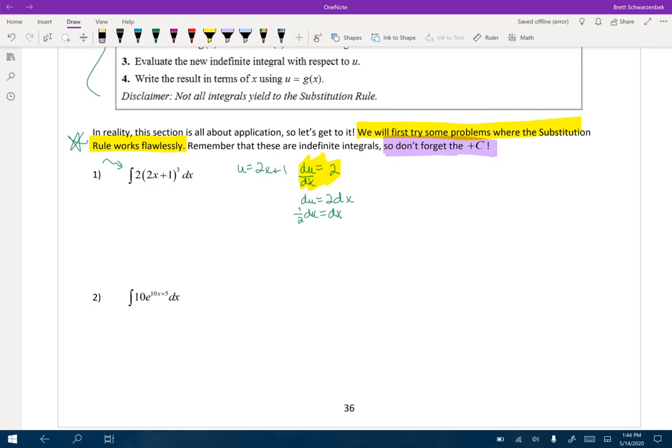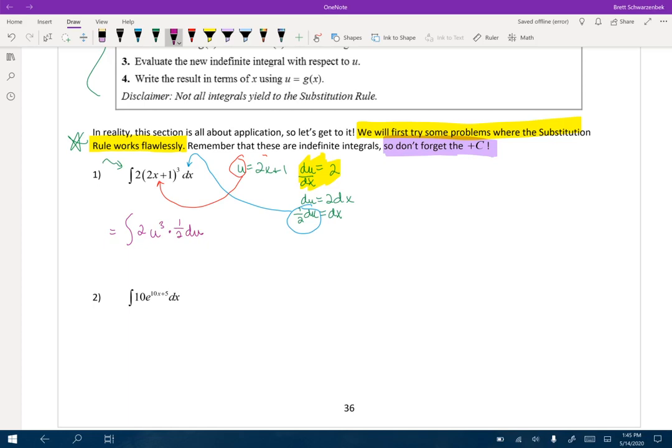So right now we can take this value here and put it right there, and we can take this value here and put it right there. That's our next step. So what does that look like? That's going to equal the antiderivative. We bring the 2 down because nothing happened with the 2. We now have u cubed, and we now have 1/2 du.